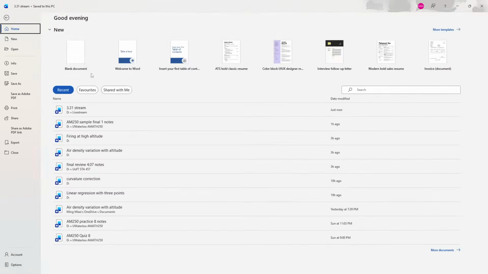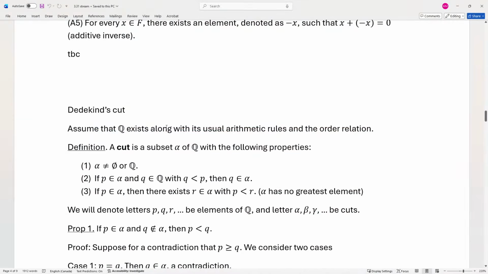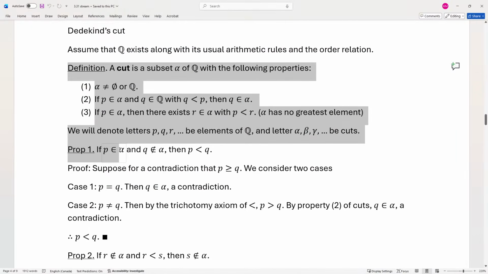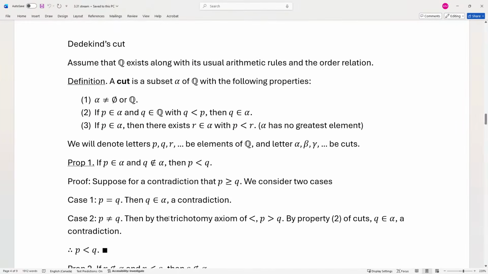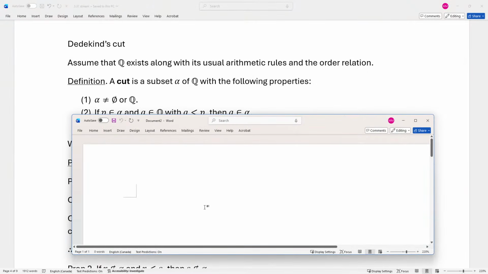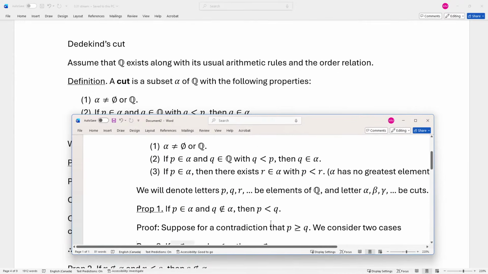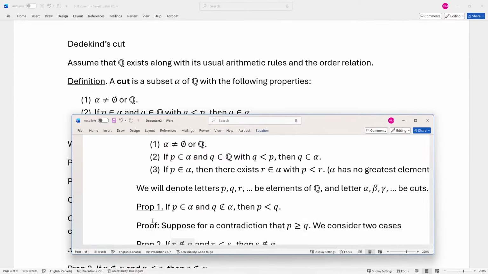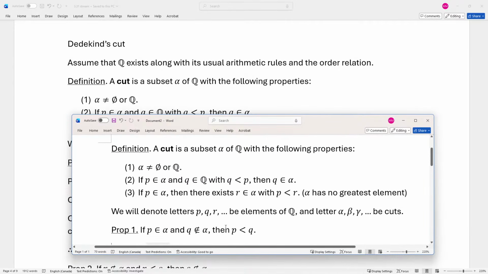Okay, so let me just start a new document and put whatever I need into this new document. So I need the definition of a cut and the two properties that come in handy. Okay, so I need these things, and let me just copy it here. The proofs of these two propositions are not essential.